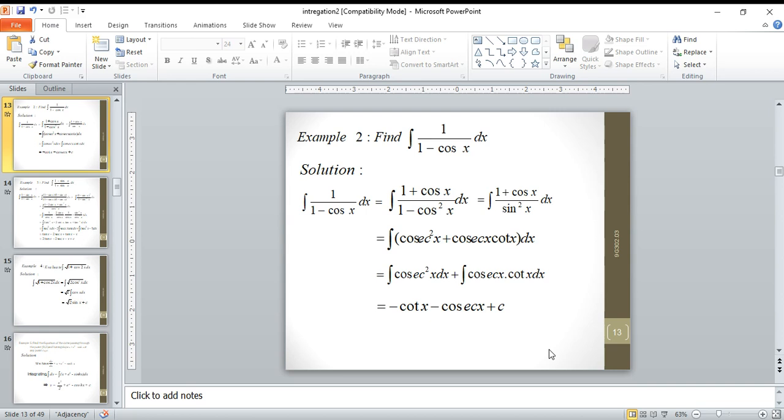The denominator sin square x can be written as sin x into sin x, so that is cos x by sin x into 1 by sin x. Cos x by sin x is cot x, and 1 by sin x is cosec x, so cosec x into cot x dx. Here, integration of cosec square x dx, and integration of cosec x into cot x dx. The integral of cosec square x is minus cot x, and the integral of cosec x into cot x is minus cosec x, plus c.